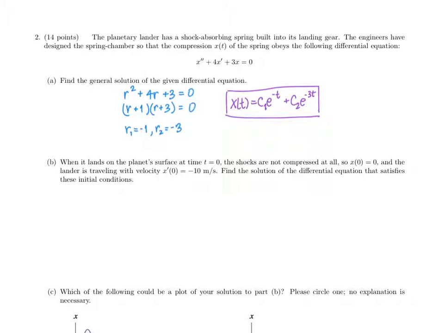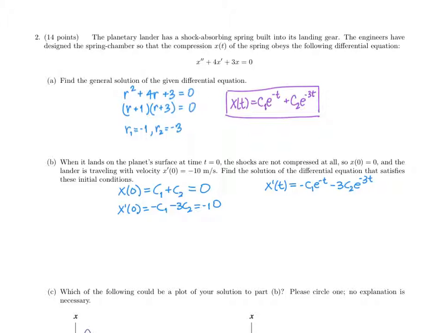X of 0 equals 0, and the lander is traveling with velocity x prime of 0 equals -10. So we're given these two initial conditions. We want to find the particular solution of the differential equation that satisfies these. So let's plug those in and see what C1 and C2 have to be in order for these two initial conditions to hold. We do have to do a little bit of additional computation for that derivative initial condition, but at least the first one's really nice.